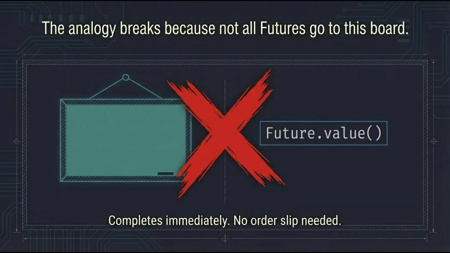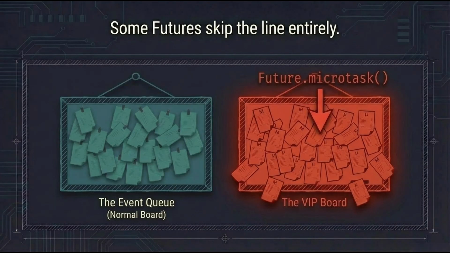Now here's where the analogy breaks. Not all futures go to this board. Future.value completes immediately. No order slip needed. It doesn't go to the event queue at all. Its callback gets scheduled as a microtask instead. And some futures skip the line entirely. Future.microtask goes to the VIP board, a separate, higher priority queue called the microtask queue. The chef always clears every slip on the VIP board before going back to the normal event queue board. So if you think all futures behave the same, you'll still run into bugs.